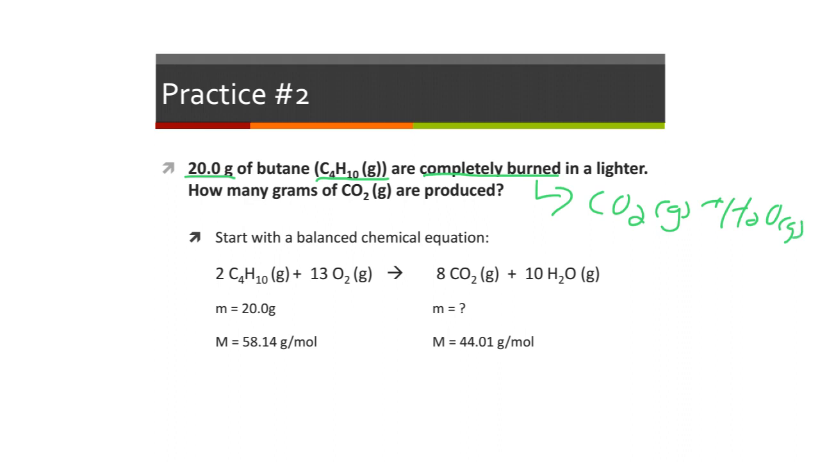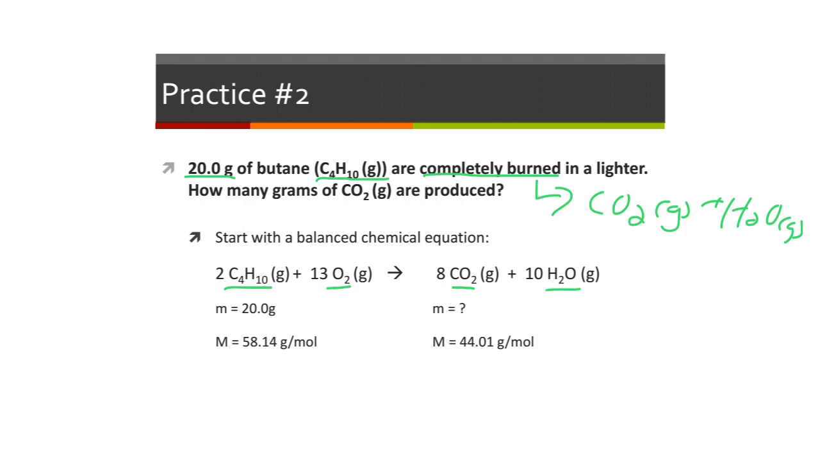So the first thing we need to do is to make our balanced chemical equation. We have butane reacting with oxygen to give us carbon dioxide and water. And if you take a moment to balance the chemical equation, you'll find the coefficients is 2 moles of butane, 13 moles of oxygen, 8 moles of carbon dioxide, and 10 moles of water.